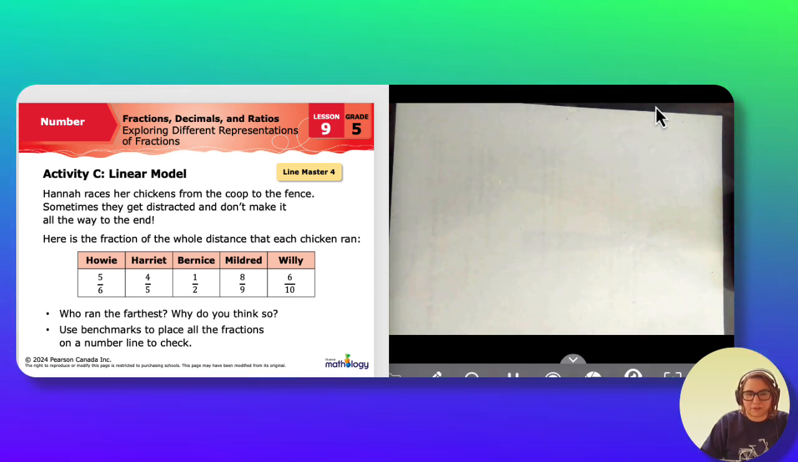Activity C is focused on learning and representing the linear model for representing fractions.